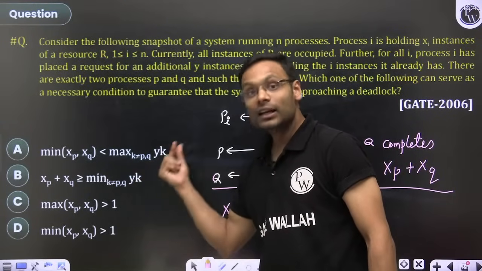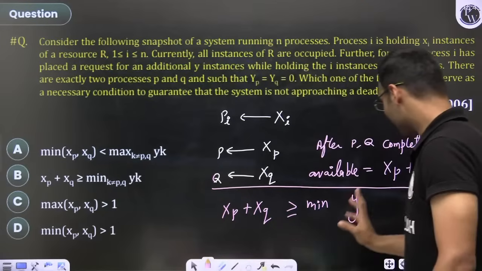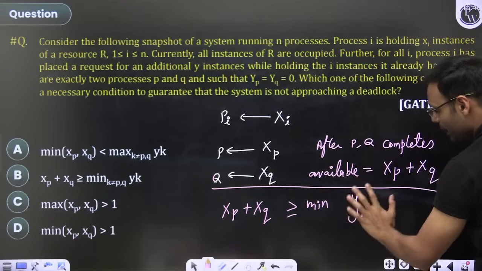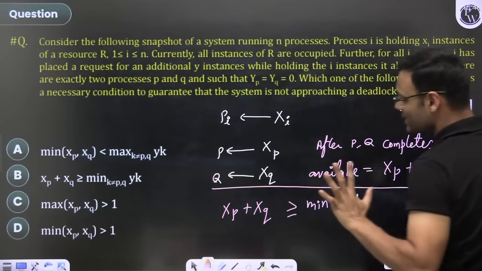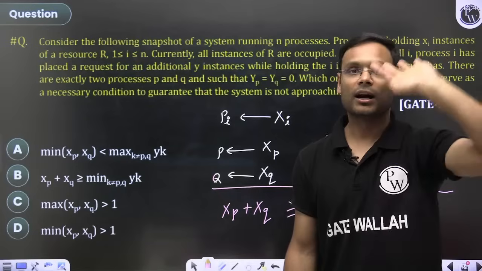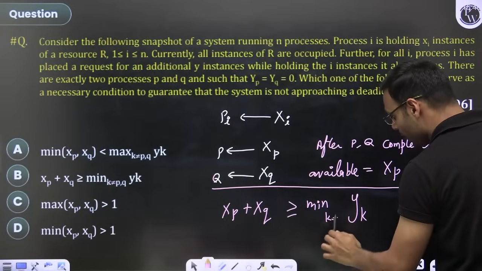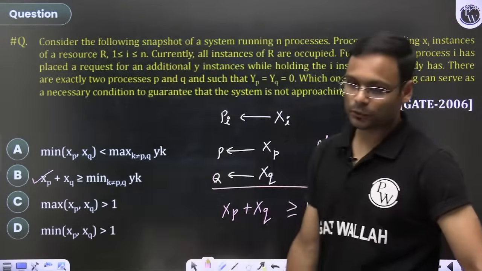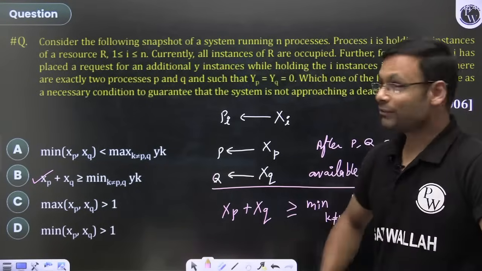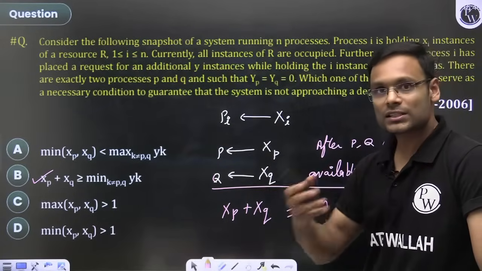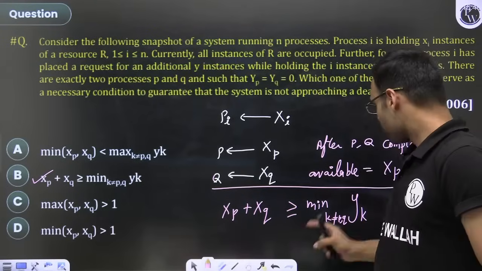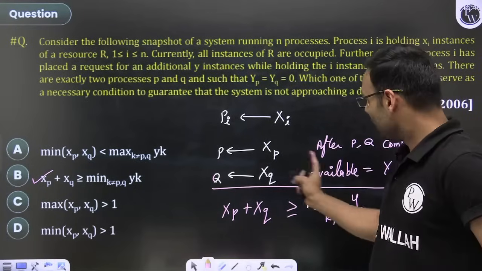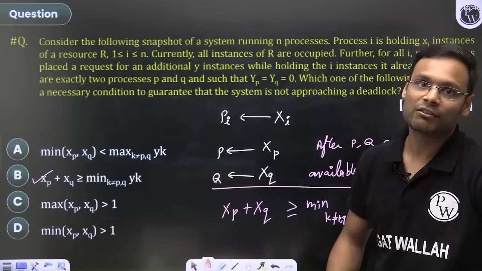Some process is k, and that process's request is yk. If any process k is there having its request, and among all the requests the minimum request is less than or equal to this, I can fulfill that request and complete that process. But of course k should not be equal to P and Q. Option B is saying that deadlock is not approaching. We cannot guarantee that deadlock is not there, but we can say that yes, progress is fine. Progress means, towards checking for no deadlock, progress is fine. Some process is there whose request y is still less than or equal to the available resources. That process will complete and release its held instances, and we are fine.